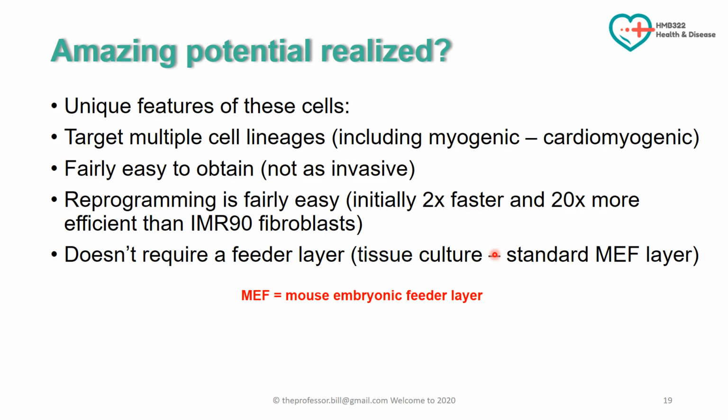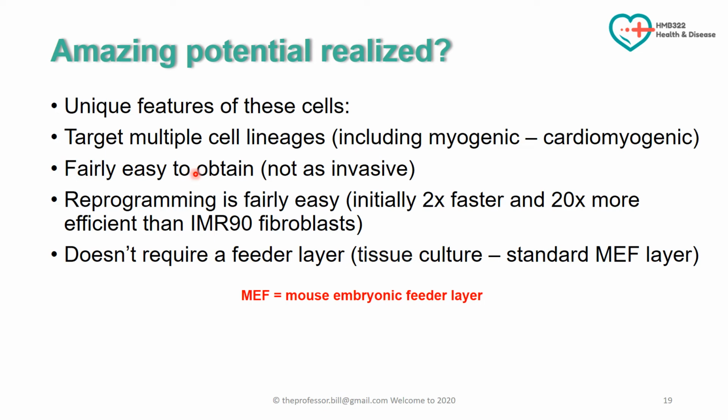So there are some unique features of these pre-adipocytes, or these adipose tissue stem cells. We can actually make them go into different cell lineages. Even though they're found in adipose tissue, because they are stem cells, we can drive them into a myogenic or muscle-like line, or even into the cardiomyogenic line. So a fat cell, theoretically, a fat stem cell, could become a cardiomyocyte. It has a lot of really interesting possibilities. There are some amazing potentials that are realized with this as well.